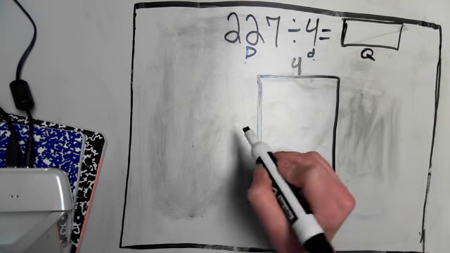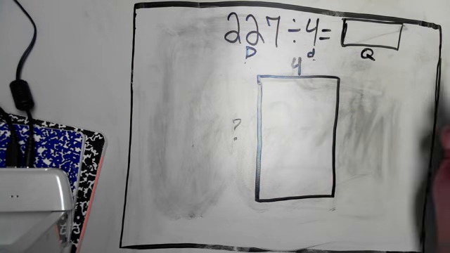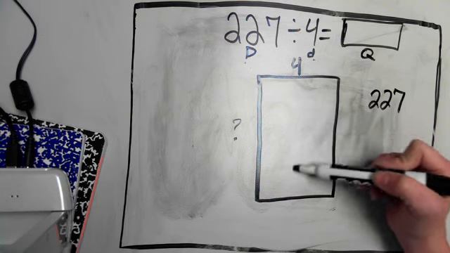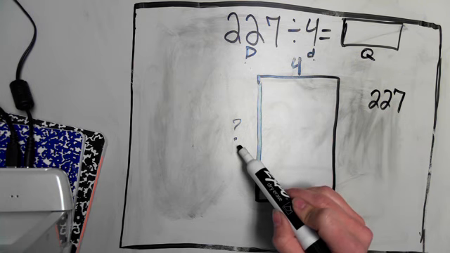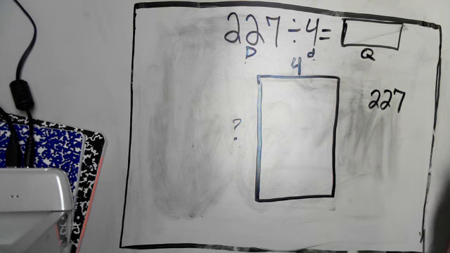So we know that one side. We don't know this side. And we know that the whole area of our shape is 227. So since we know this and we know this, we're still looking for this. We need to break this whole area into easier chunks to manage.